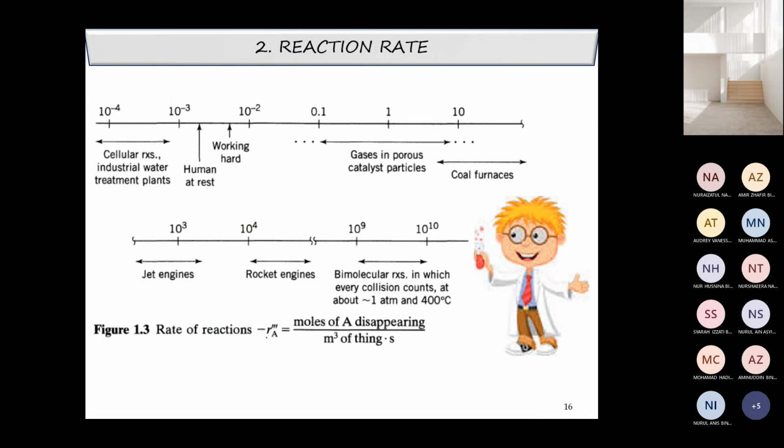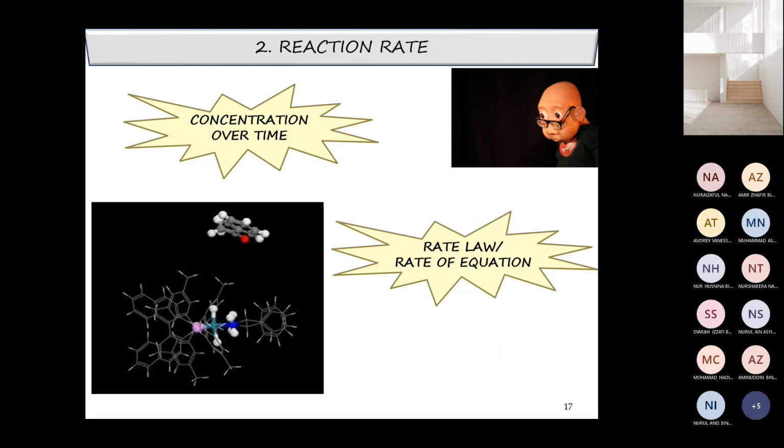So the rate of reaction, if given as negative Ra, equals moles disappearing per meter cube per time. This is more or less like what we learned earlier, Ra, which is dCA over dt, or you can get 1 over V dNi over dt. So what is reaction rate? It is the concentration over time, which is dCi over dt, or dCA over dt.